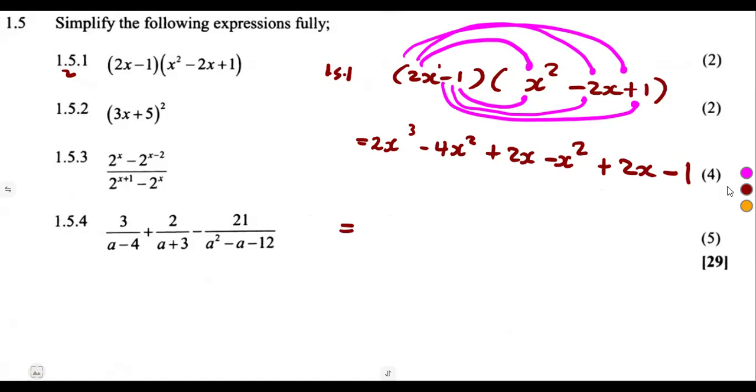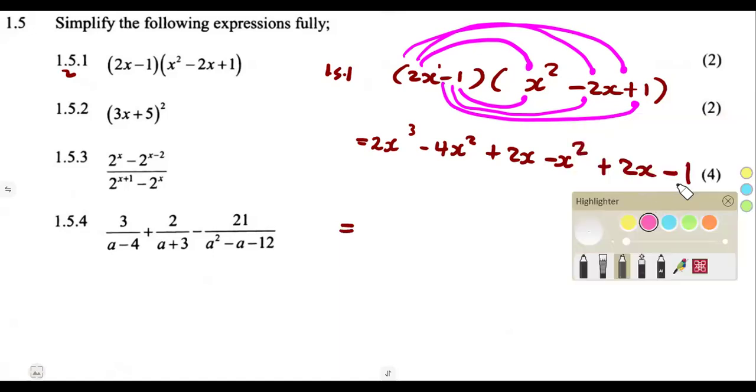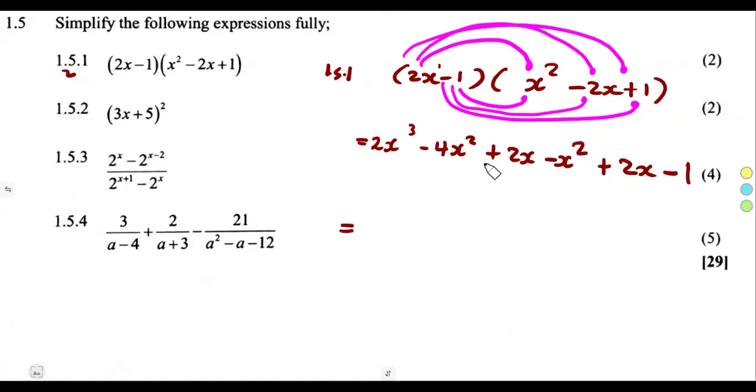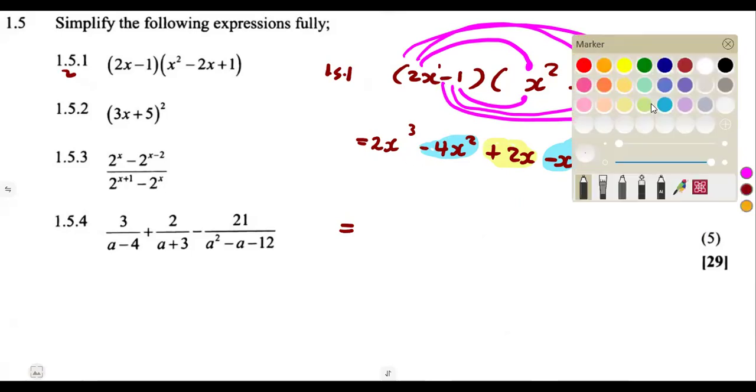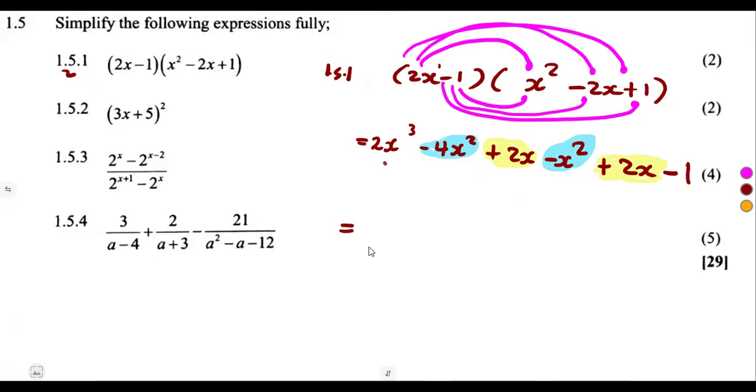So let us collect our like terms as we have our terms. All right, the x cubed is not affected, but the part of x squared, there is an x squared here. There is another x squared here. The part of x, there's this 2x and this 2x, all right? So x cubed and the minus 1, they are not affected. So I'm just going to write as it is 2x cubed.